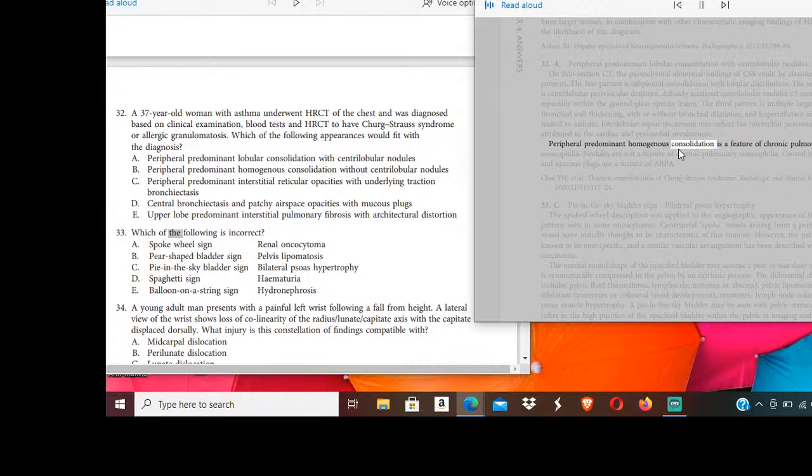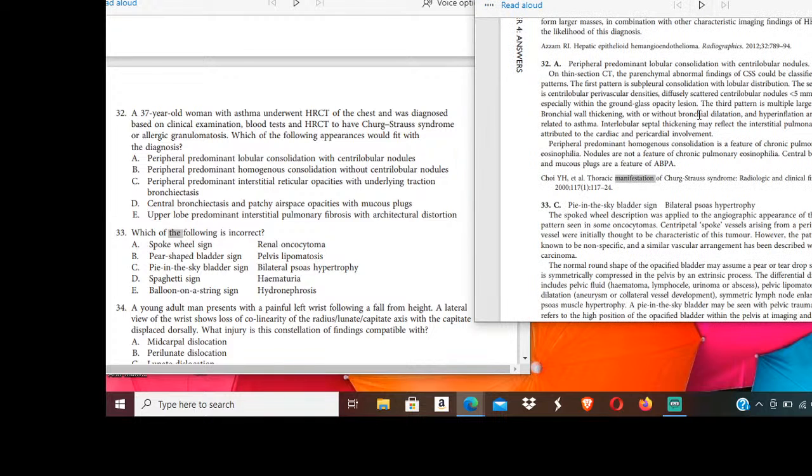Peripheral predominant homogeneous consolidation is a feature of chronic pulmonary eosinophilia. Nodules are not a feature of chronic pulmonary eosinophilia. Central bronchiectasis and mucus plugs are a feature of ABPA. Choe et al. Thoracic manifestation of Churg-Strauss syndrome, radiologic and clinical findings. Chest. 2000, 117, 117-24.